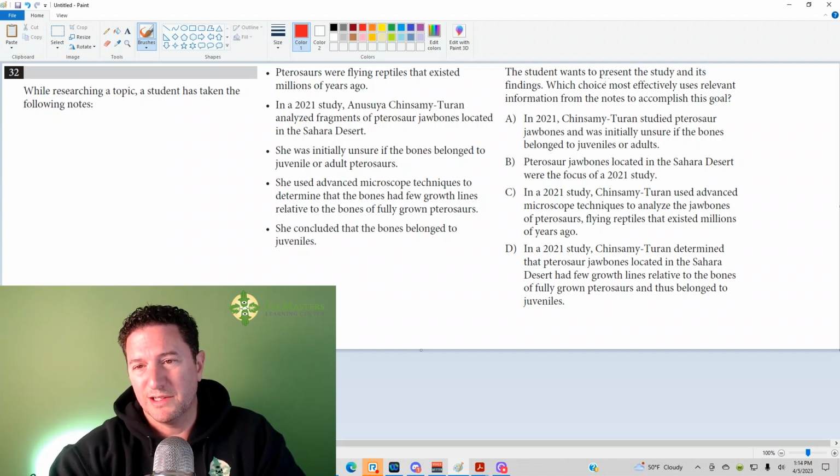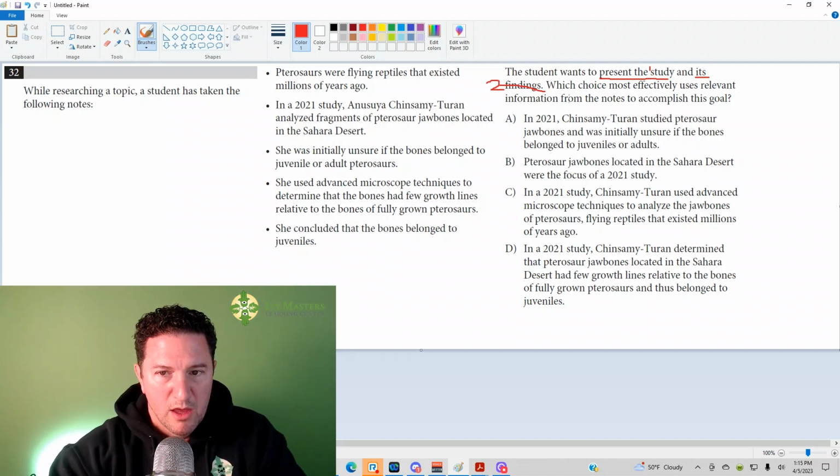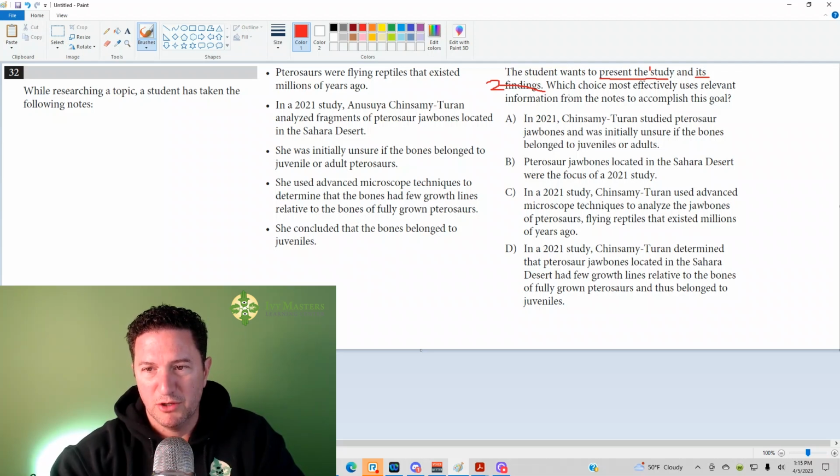Student wants to present the study and its findings. So notice two things. Study, number 1, and its findings, number 2. So you've got to make sure that it has its findings as well. I kind of crossed it out. I meant to underline it. Which choice most effectively uses relevant information from the notes to accomplish this goal?